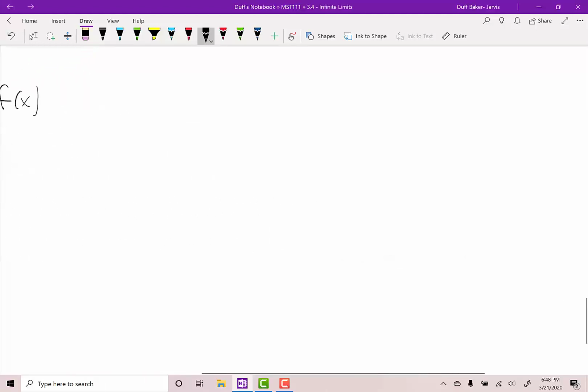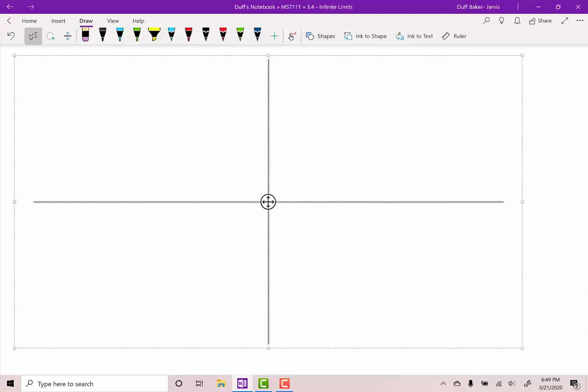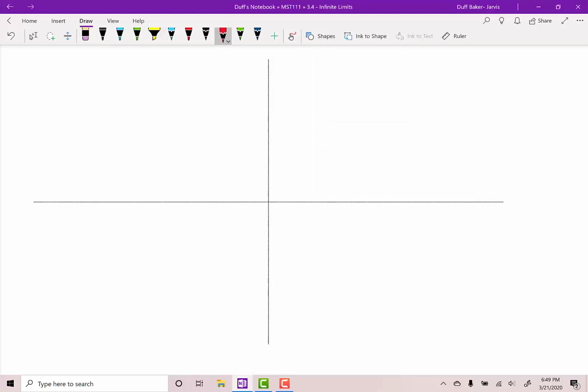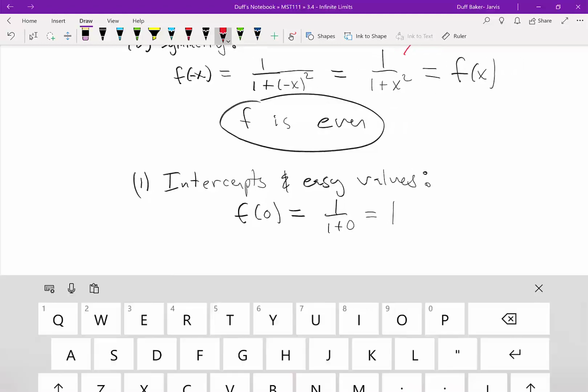So let's go over here and start graphing, keeping track of all the information. Okay, so what we just learned is that f of 0 is 1, and let's put that here. So we know now 1 point on the graph. Okay, let's go back and continue.